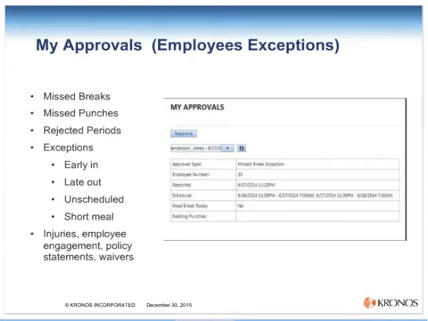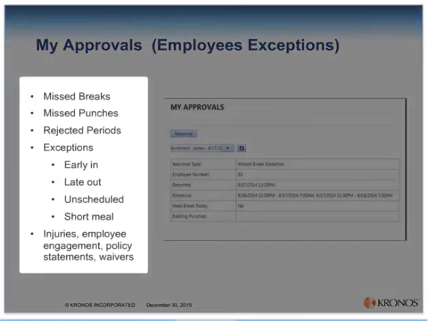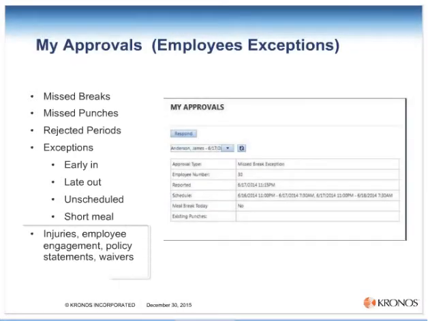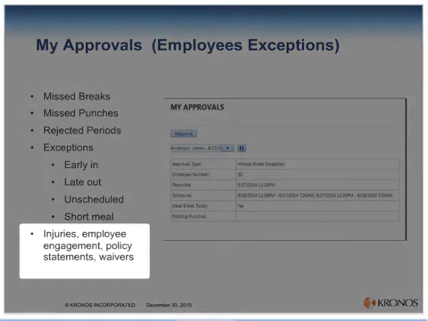Employee exceptions that can be routed to managers for approval include missed breaks, missed punches, periods or days that have been rejected, your standard timecard exceptions, and other information such as whether the employee was injured, was the employee engaged. We may wish to ask if the employee wants to rate their shift. They may be presented with an annual policy statement on safety or asked to waive particular rights or benefits.